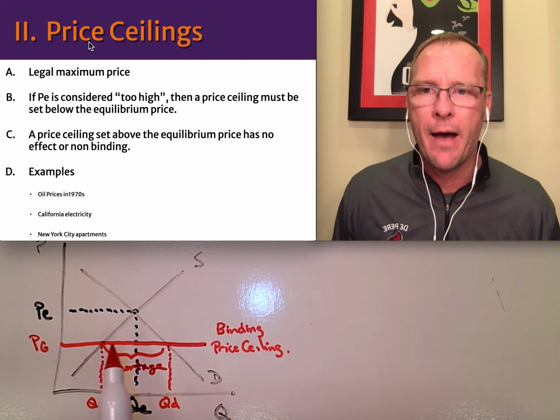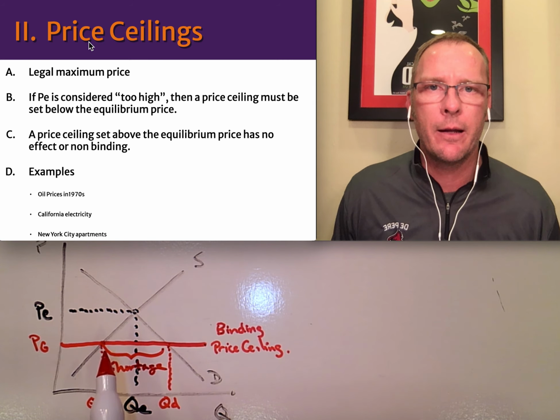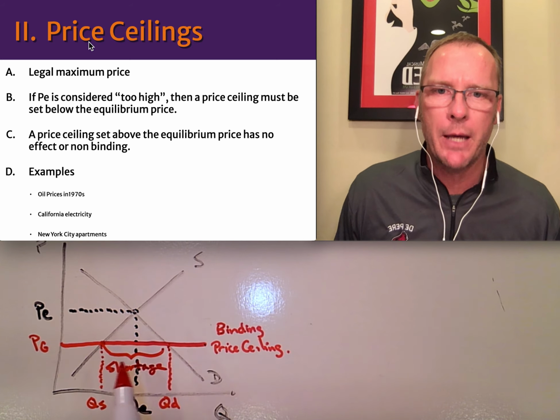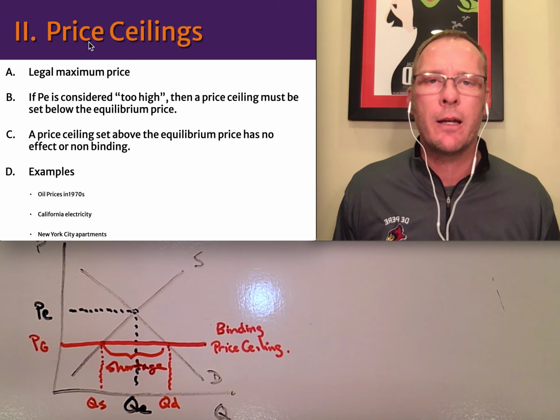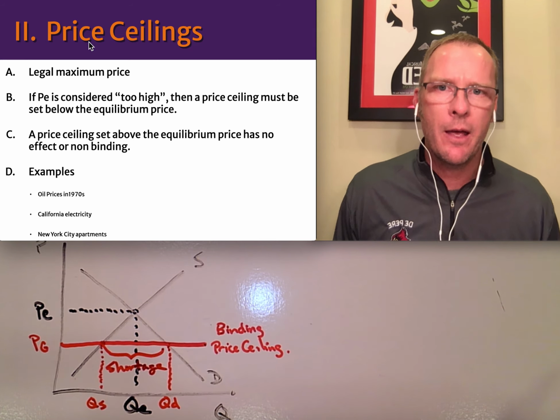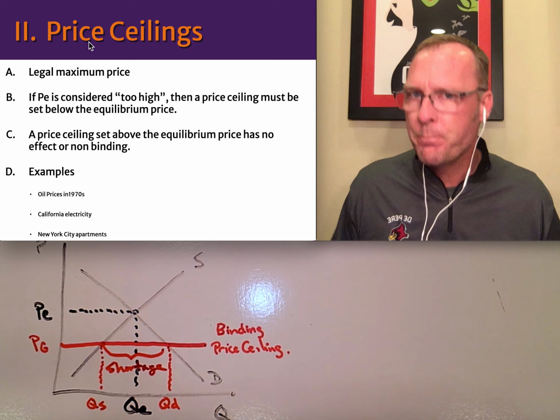And so now I have this big old gap between some people are getting it, and then they're going to do something like resell it. The people that really need it might not be able to because there's a shortage, and then it's just causing all sorts of problems. So that is a binding price ceiling. That's how it works.